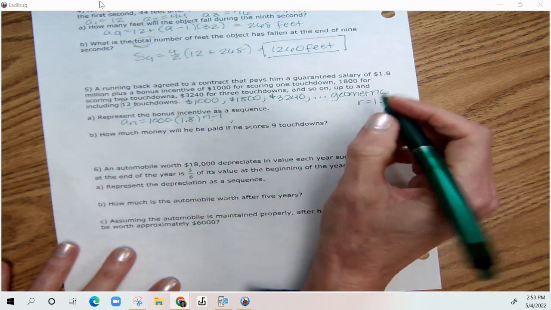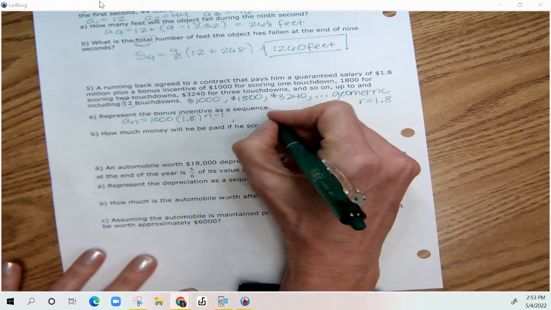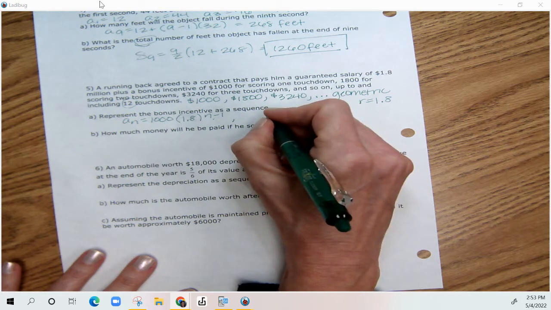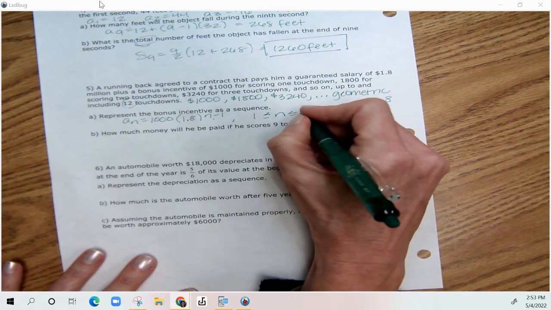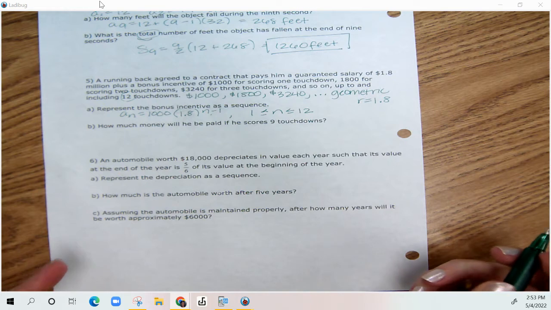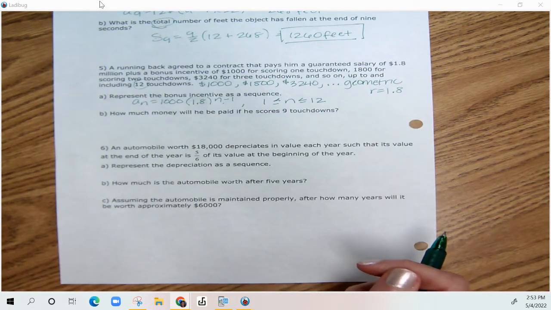But because it's only up to 12 touchdowns, you would want to specify that n is between 1 and 12. After 12, I don't know what happens, but I guess you renegotiate your contract for the next year.